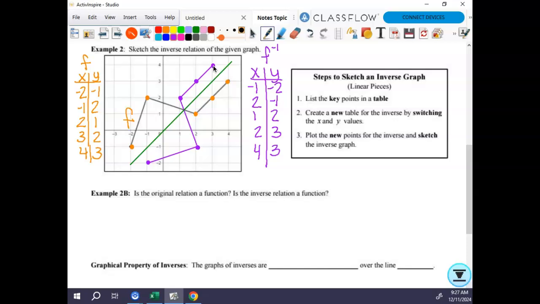Everybody got it graphed? Okay. So then it asks us, is the original relation a function? We've already decided yes, right? Is the inverse a function? No, okay? And if we look over here, the inverse does not pass the vertical line test, right?